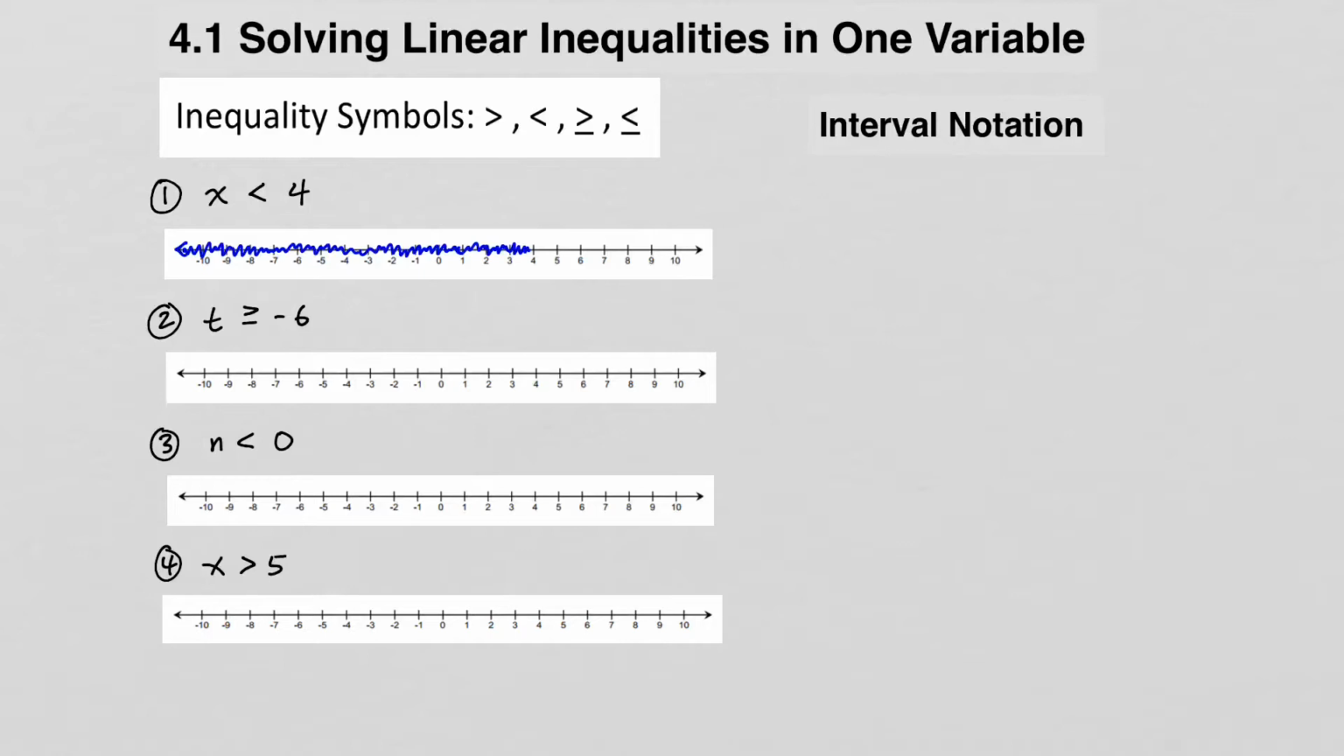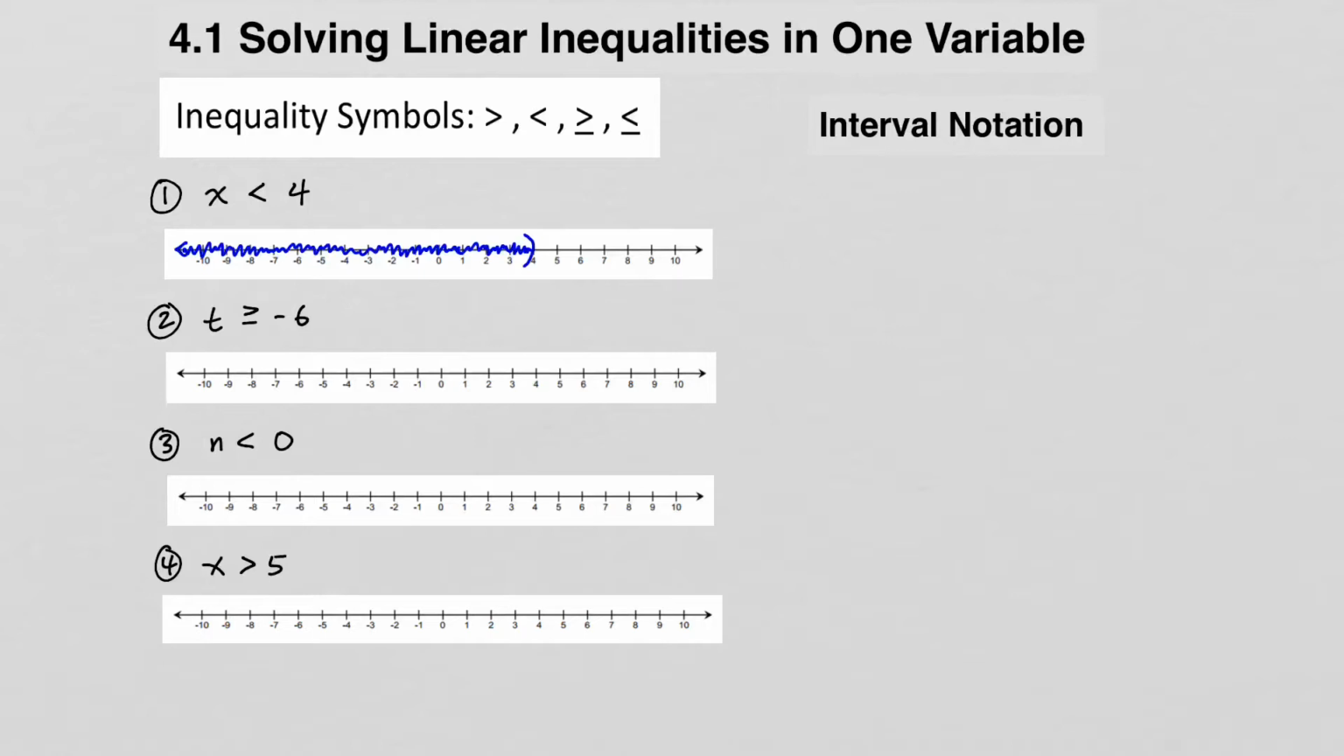So in previous courses, you would often put an open circle there to indicate that the number 4 is not included as part of the answer. We're going to change that in this class, and we're going to use a parentheses instead. So that parentheses indicates that the number 4 is not part of the solution.